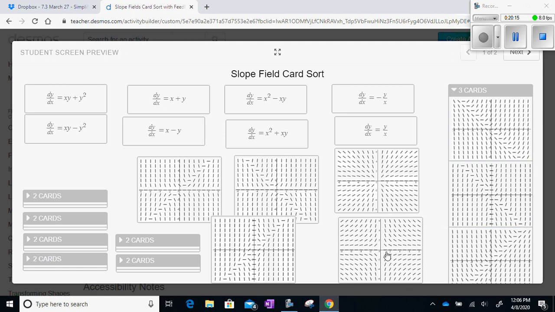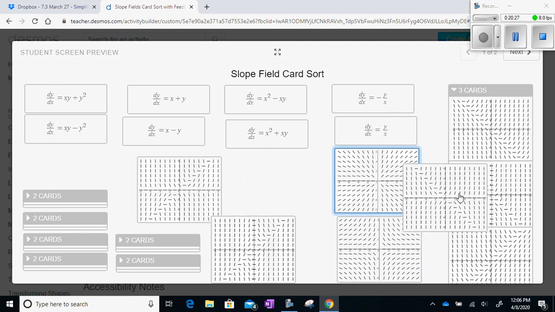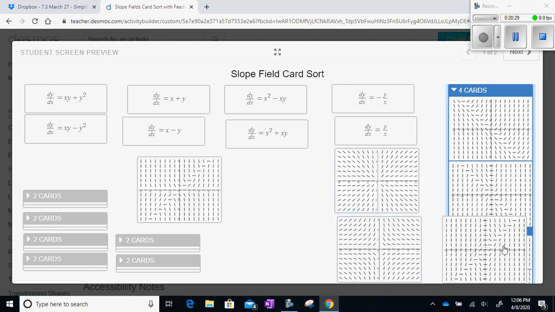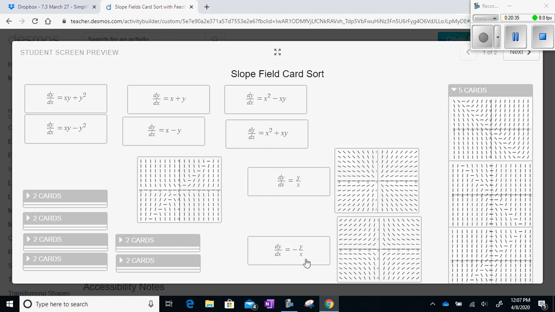Both of these slope fields are undefined at, or have slopes that are undefined, I'm sorry, at x equals 0 or along the y-axis. So one of these matches. I'm just going to get these out of here. I'm going to move this over here as well. And I'm going to bring this down here and this down here. Now I might have to turn these around. Let's just take a look.